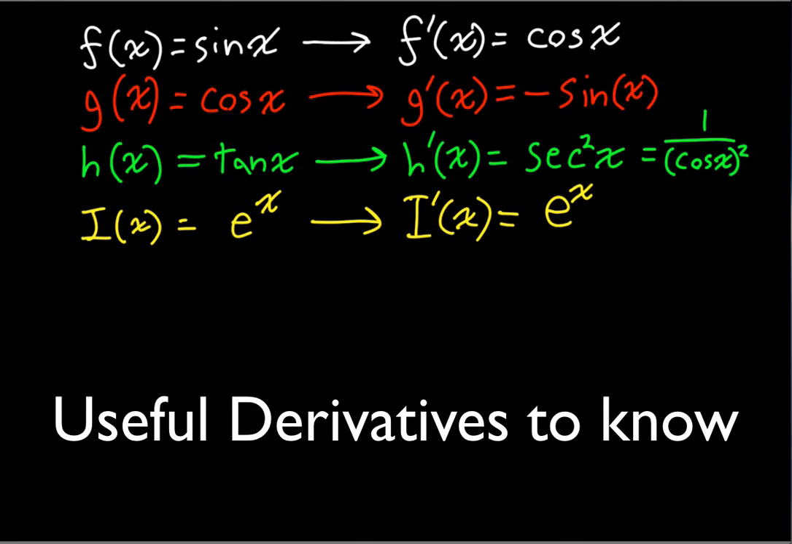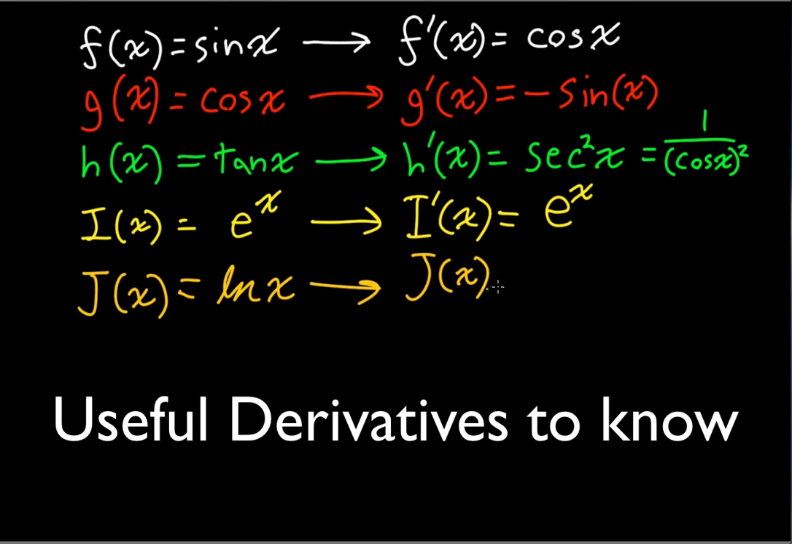How about we keep going? Let's go for, how about a nice orange? Say j. That looks a lot like the yellow, but I'm going to pretend it's more orange. How about natural log? Natural log of x. Well, this is kind of an interesting one too. The derivative of the function natural log of x is equal to 1 over x, or x to the negative first power.